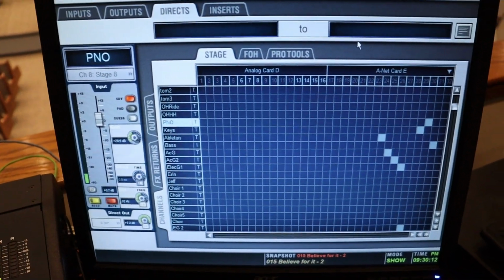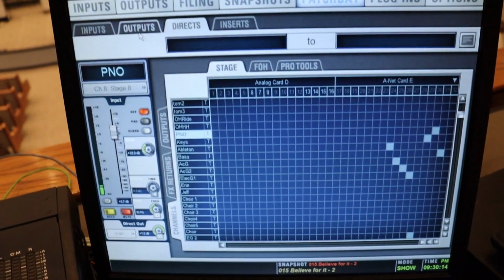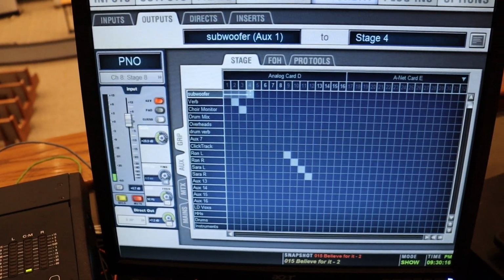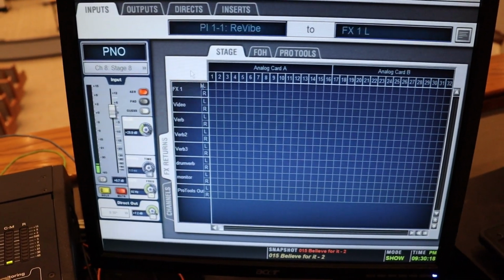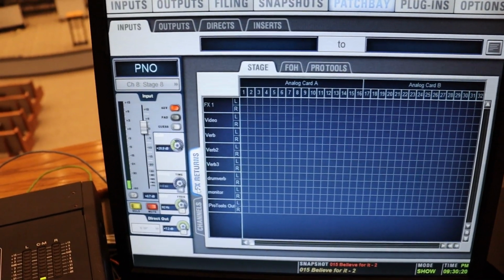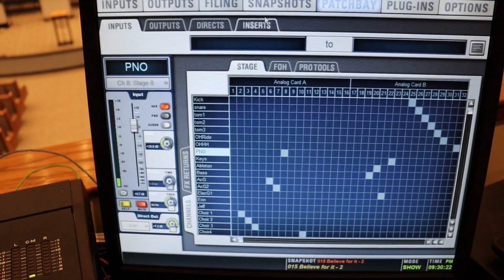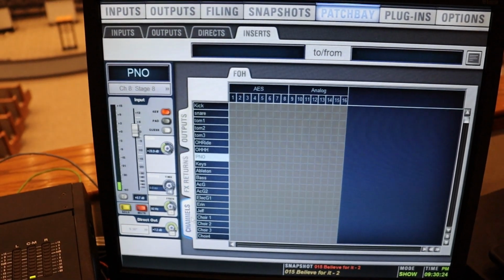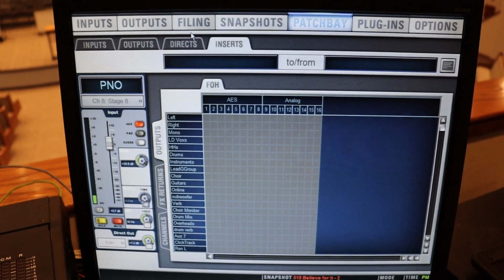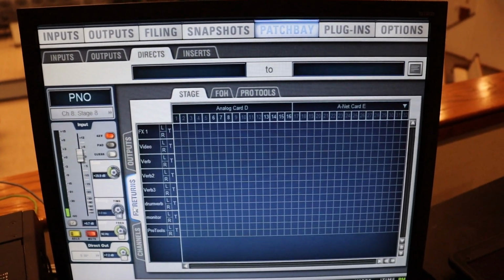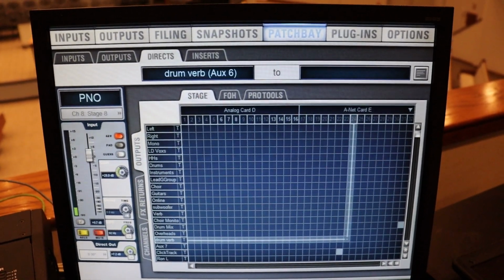And then if you want to see where it's directly going, our direct outs, that's Avioms. Outputs, that's where our subwoofers go out. Inputs, that's where things are coming in. FX returns, we really don't use like that. Inserts, we don't really use like that. There is one right here.